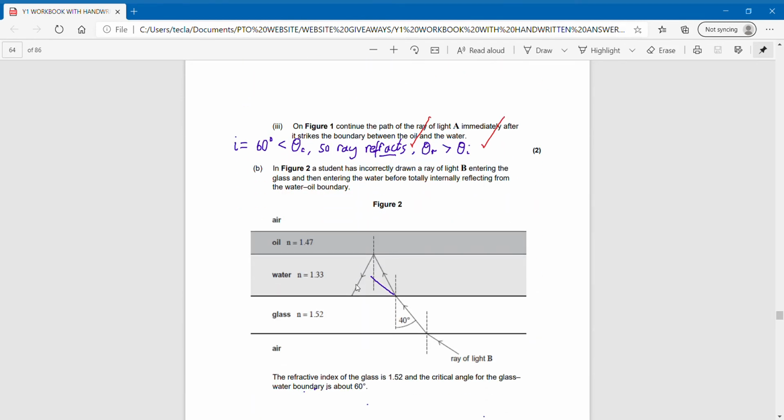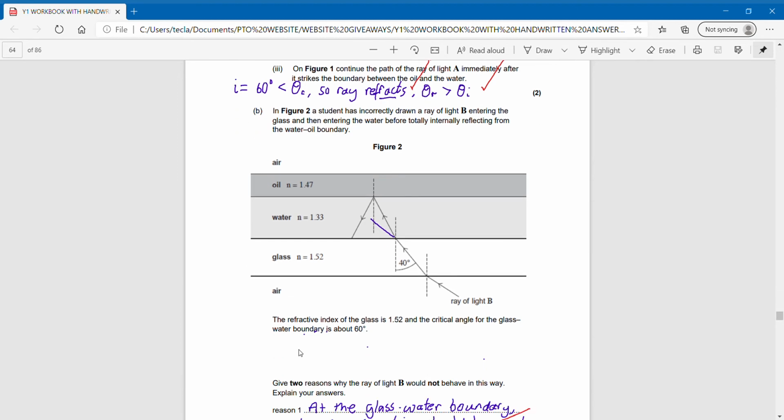So in figure 2, a student has incorrectly drawn a ray of light B entering the glass and then entering the water before totally internally reflecting from the water-oil boundary. The refractive index of the glass is 1.52 and the critical angle for the glass-water boundary is about 60 degrees. Give 2 reasons why the ray of light B would not behave in this way.